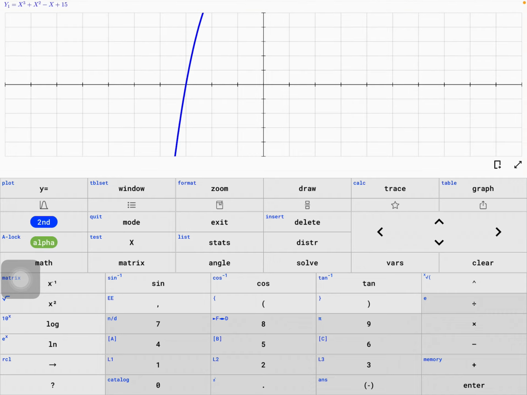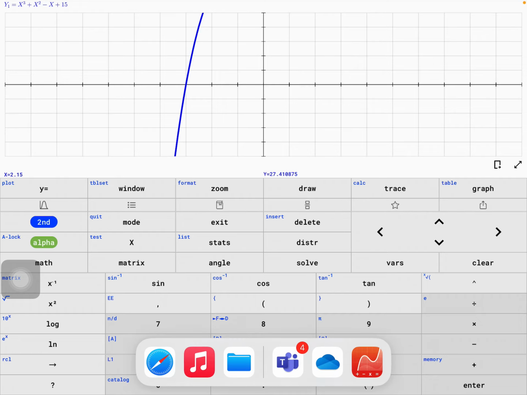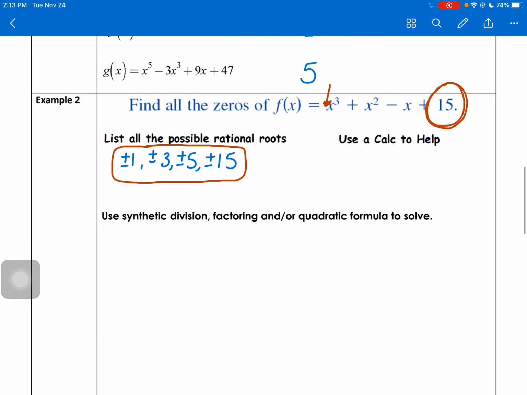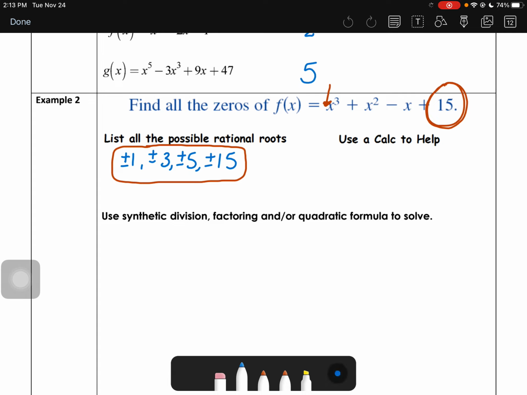So we can make this smaller or larger depending on, but right away I can see that one of my solutions is -3. That's where my polynomial is crossing, which is at -3. So if we go back and use synthetic division and put our -3 in, make our box, the coefficients of our polynomial function will be 1, 1, -1, and 15.